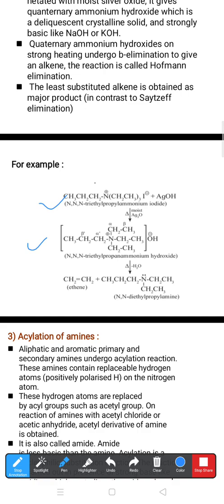Now here N+ and OH-, of course it is a salt. On the nitrogen atom, how many groups are attached here? This first ethyl group, this second ethyl group, and the last one is the third ethyl group. These three ethyl groups are attached to the nitrogen atom. That's why it is N,N,N-triethylpropanammonium hydroxide.